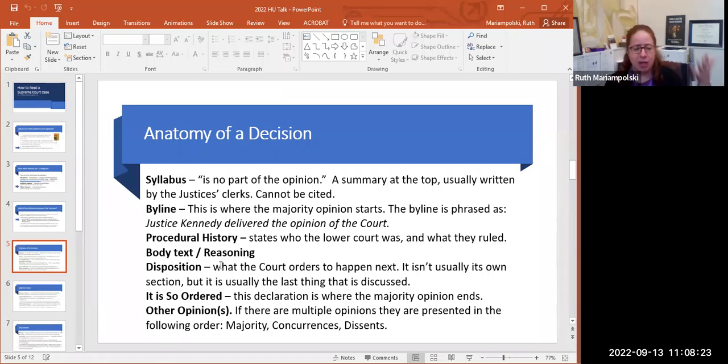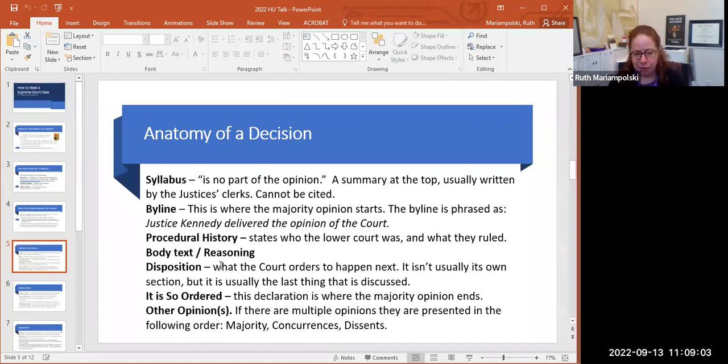Then there will follow a large text, which is considered the body text or the reasoning. And it will finish with what the legal vocabulary term is the disposition, which is what the court orders to happen next. It isn't usually its own section, but it's usually the last thing that is discussed before the final line, which is, it is so ordered. This declaration is where the majority opinion ends. So you're reading from Justice X delivered the opinion of the court to it is so ordered. That is the majority opinion.